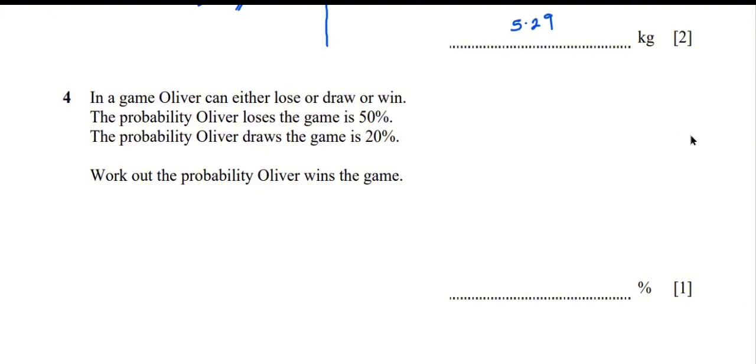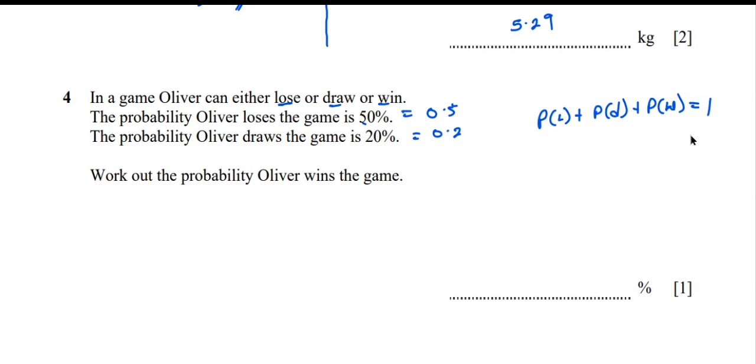In question number 4, it said that in a game, Oliver can either lose or draw or win. The probability that Oliver loses a game is 50%, and the probability that he draws the game is 20%. So we have already gotten the percentage of both losing and drawing the game. When you convert this percentage, this will give you 0.5 here and 0.2 here. And since we have only lose, draw, or win, that means the probability of losing plus the probability of drawing the game plus the probability of winning the game will give you what?